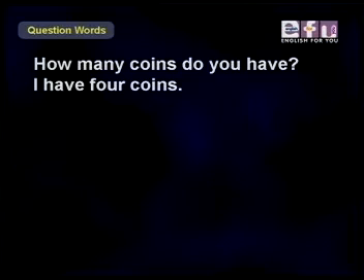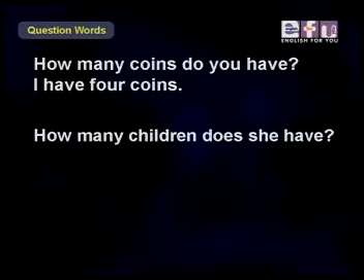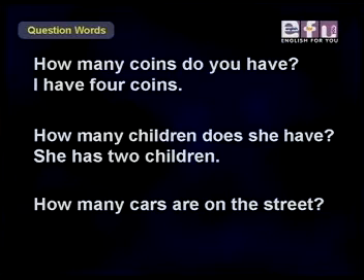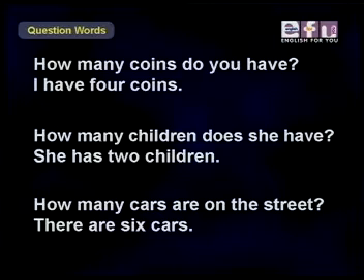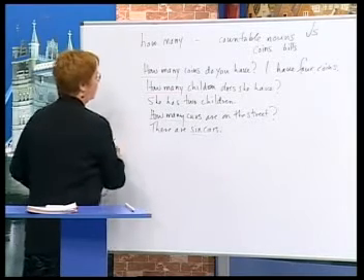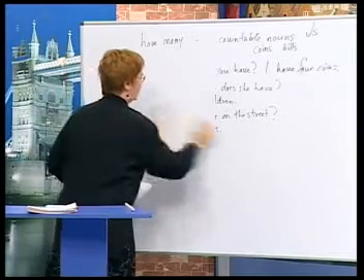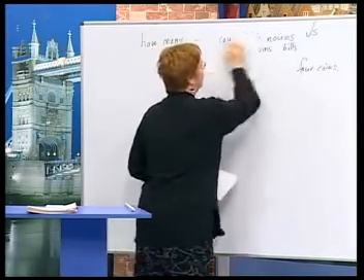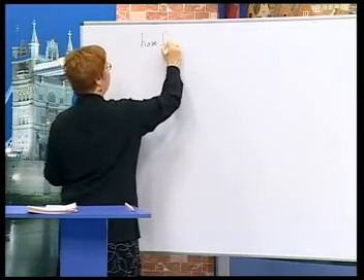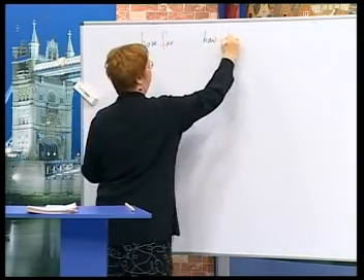I have 4 coins. How many children does she have? She has 2 children. How many cars are on the street? There are 6 cars. Okay, now, another one with how, we saw one of these before, is how far and how long.